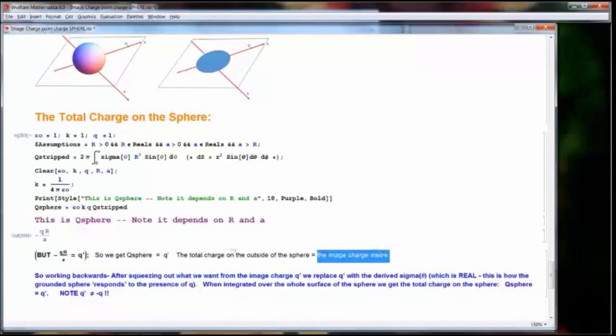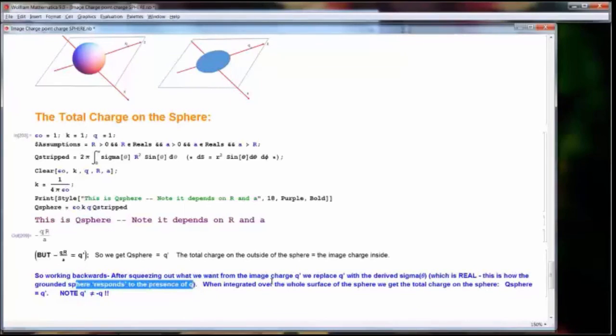This is fake. So working backwards, after squeezing out what we want in terms of calculating the fields and the potentials and so on, we basically use q prime to find all of that. We replace q prime with the derived sigma of theta. This is real. This is really what happens when we ground that sphere and bring in the charge q. This is its response to the presence of q.